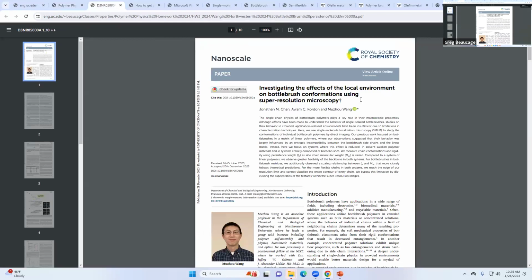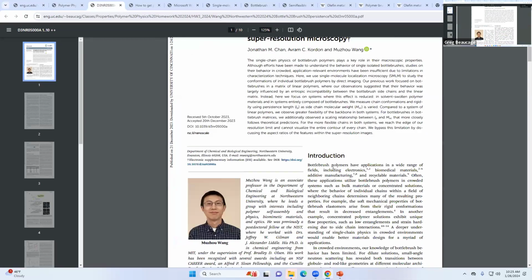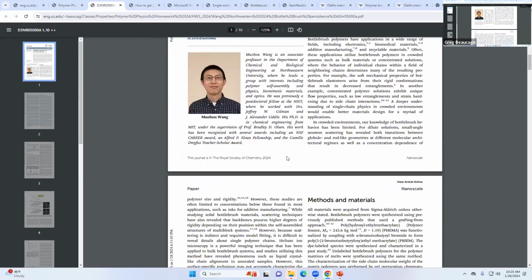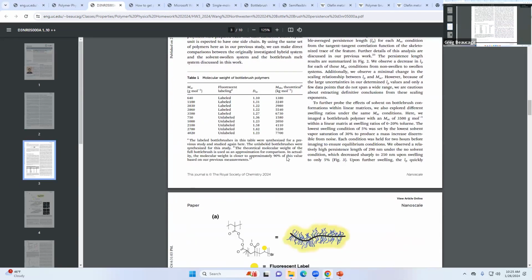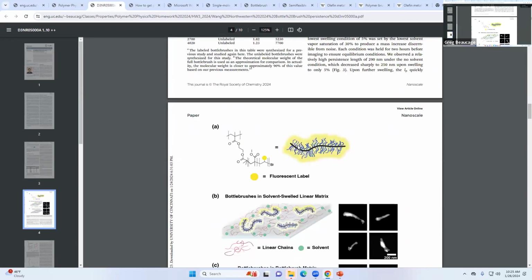Anyway, it's difficult to get papers into these. So he puts a picture of himself in it. It's nice. There he is. And then what he's doing is he's looking at what's called comb polymers, so like this.